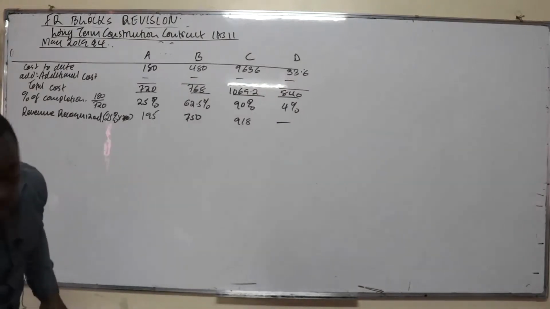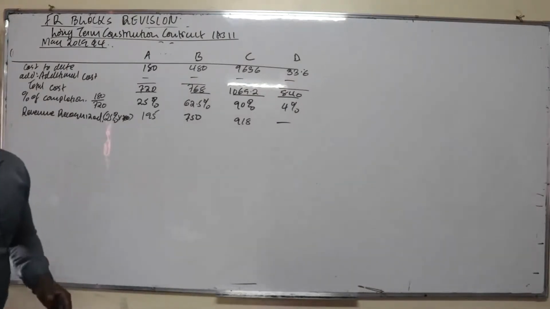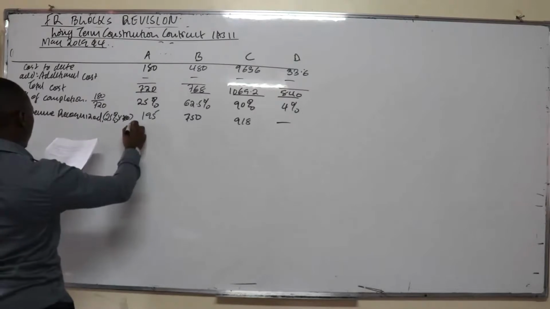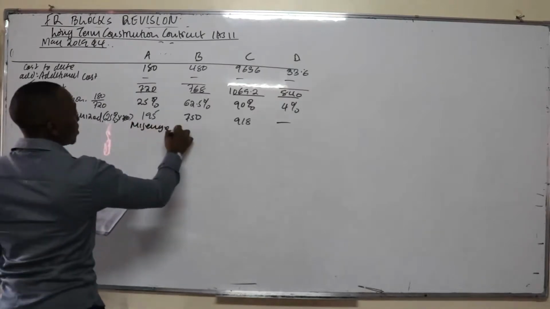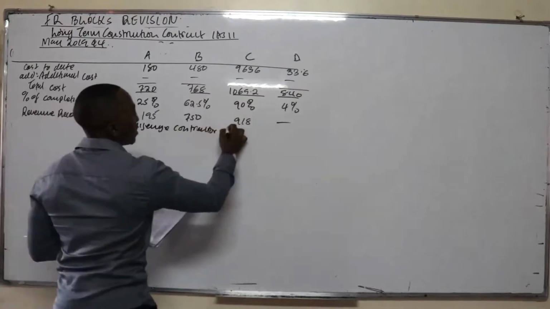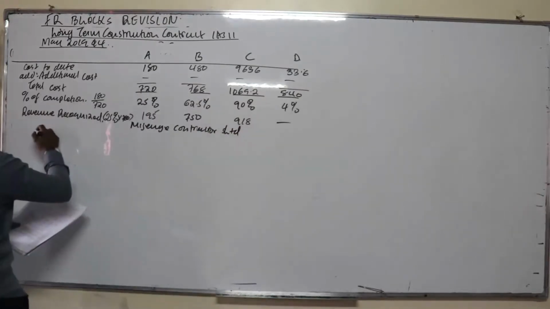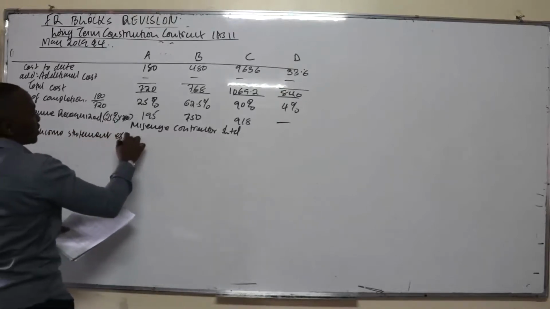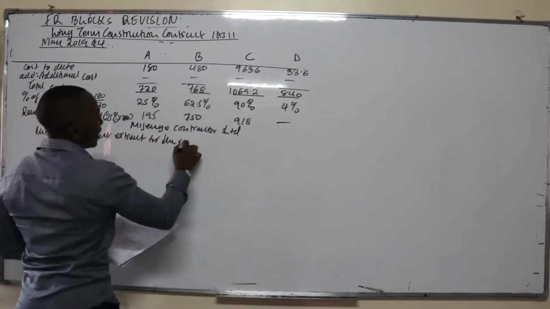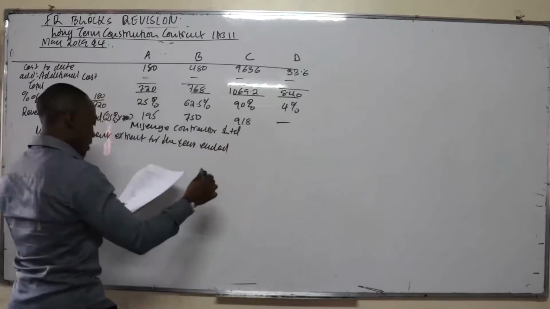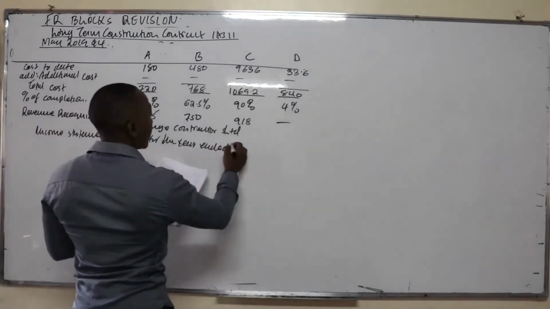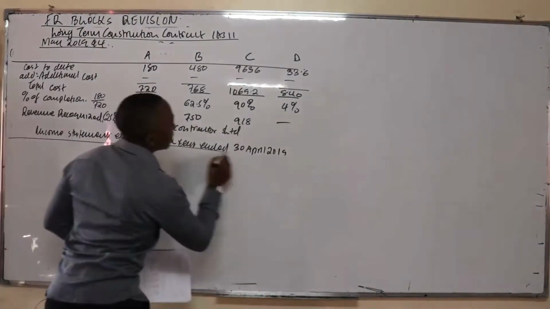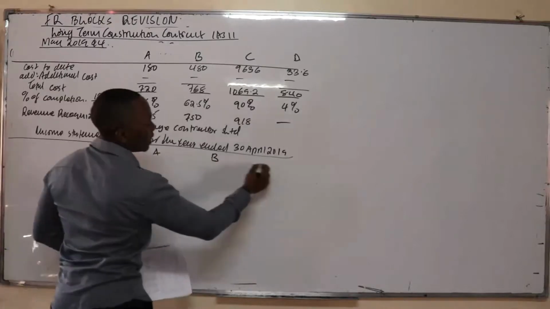So with that, now let's present the income statement. This was Mijengo Contractors Limited. Income statement extract for the year ended 30th of April 2019. So you only recognize contracts A, B, and C.